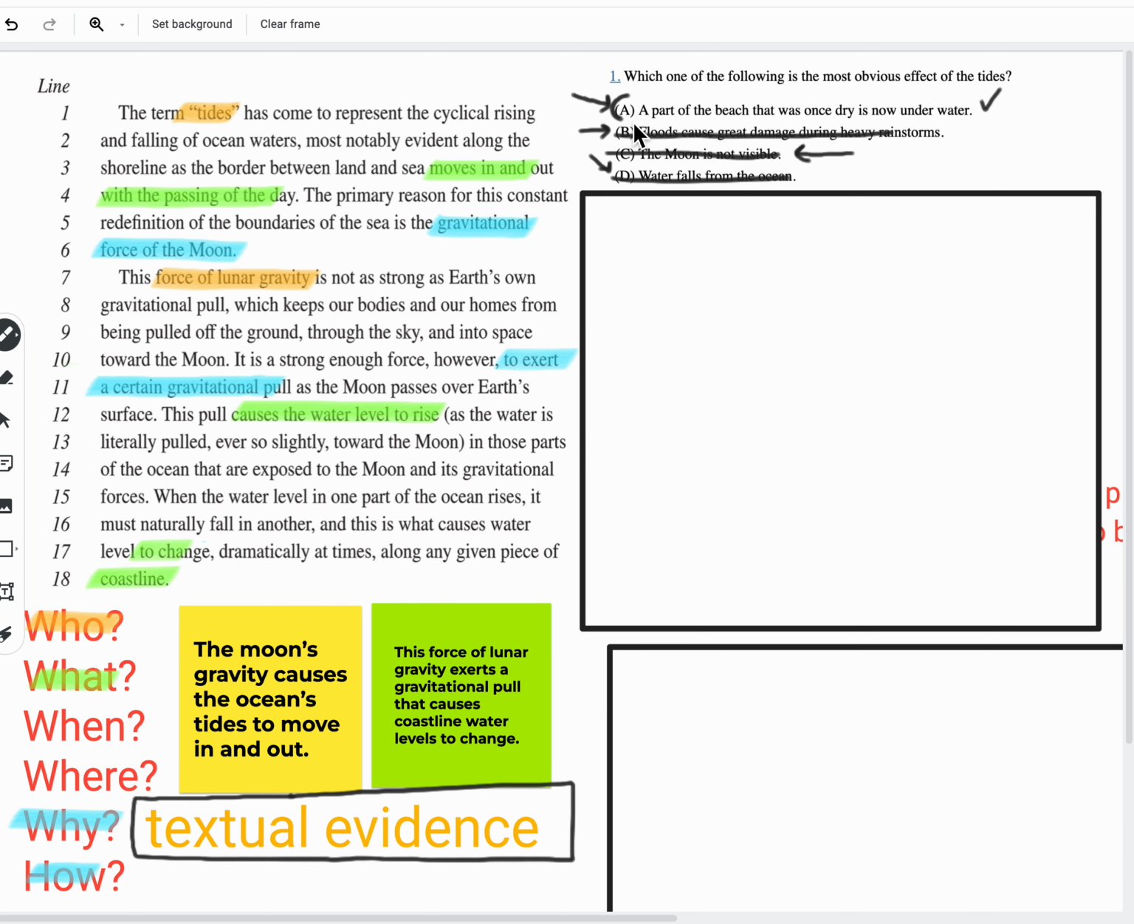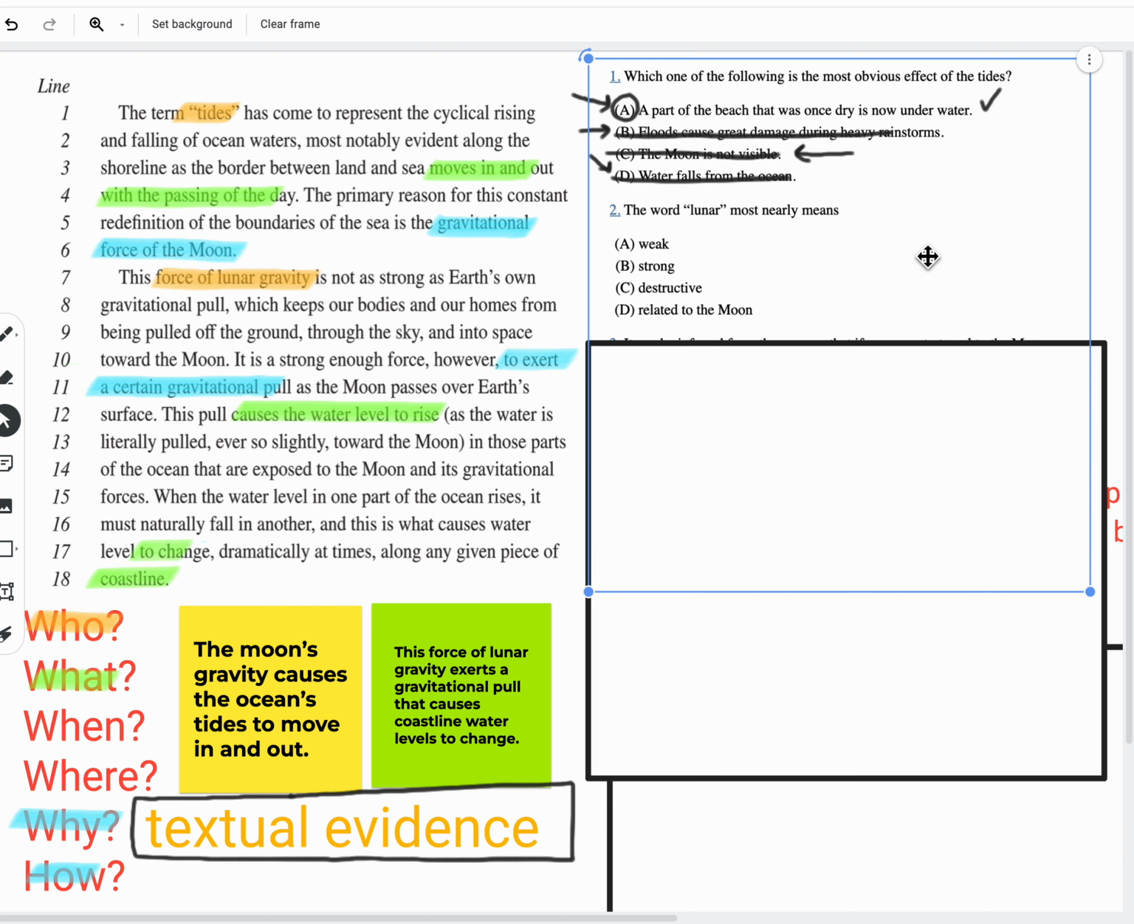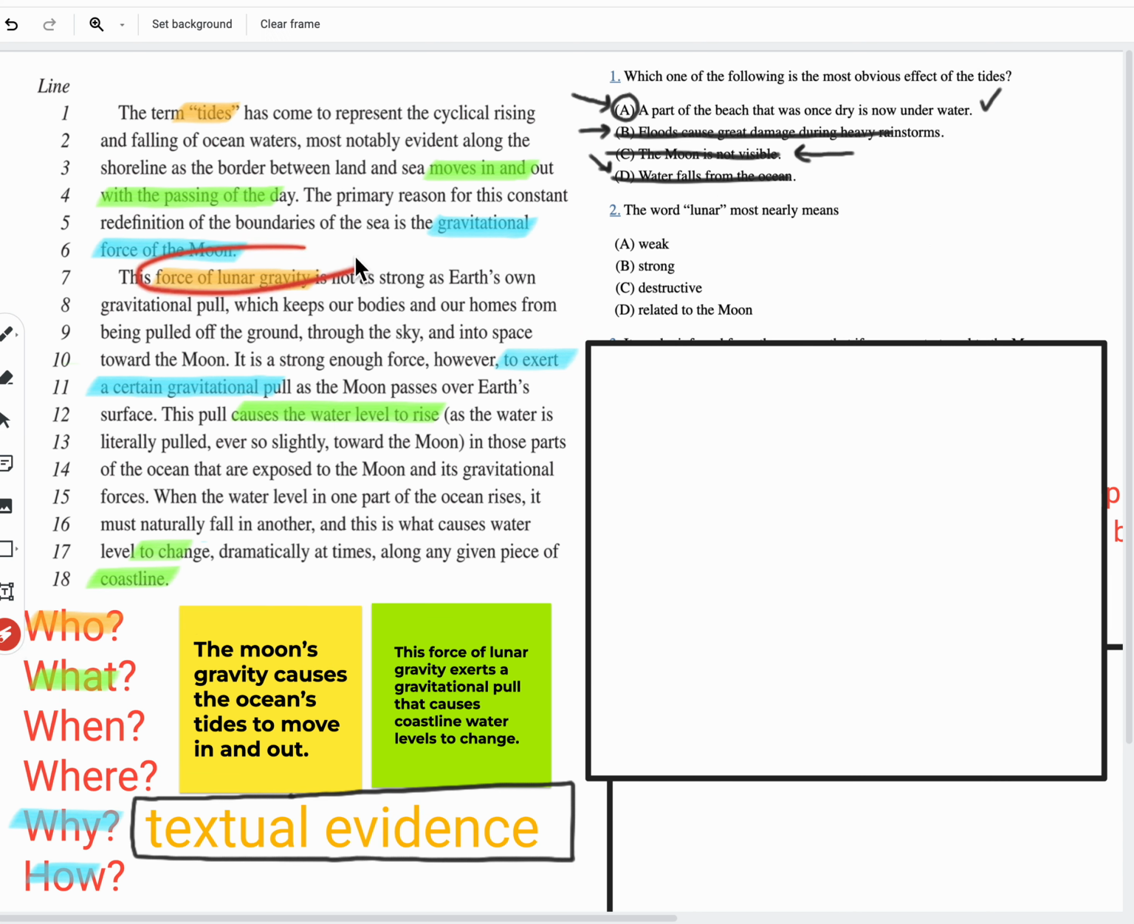Let's take a look at number 2. The word lunar most nearly means, now this is vocabulary and context. This is where we find our word lunar. If we need context, we can look at the sentences and ideas immediately surrounding our word in question. For example, we have the moon right before this, as is connected to the gravitational force of the moon, which makes sense with lunar gravity. So we know it has to do with the moon.